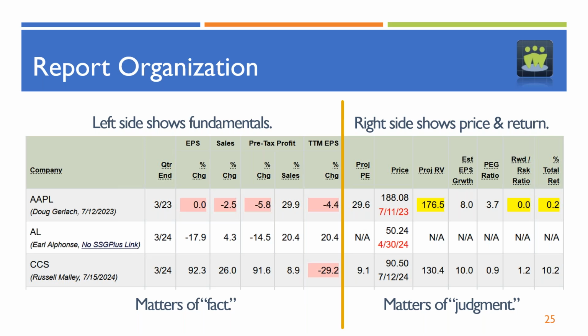And you'll see the dates there in red if they are stale, or in black if they're current. The projected relative value, or estimated earnings per share growth, the PEG ratio, the reward to risk ratio, and the percentage total return. Some of those values are highlighted. These are all matters of judgment. Every investor might have a different opinion about growth rates and where the buy zone is, what the high and low expected future prices are. And so these are the values that we don't show if there is no stock selection guide.